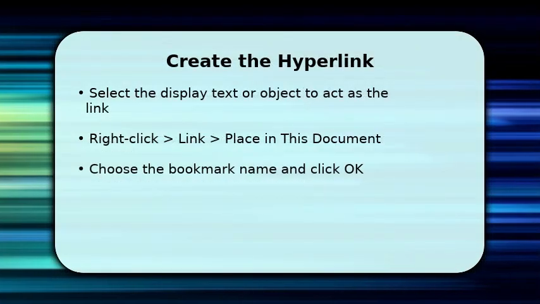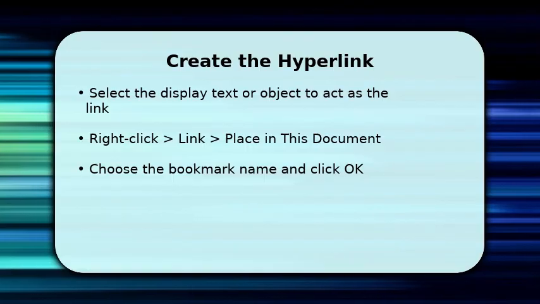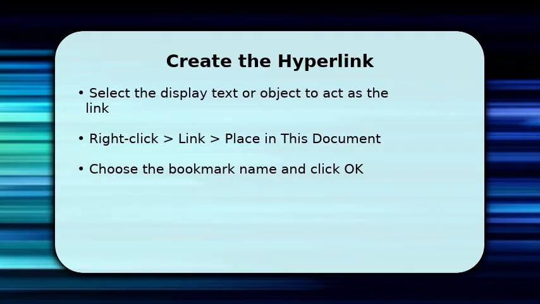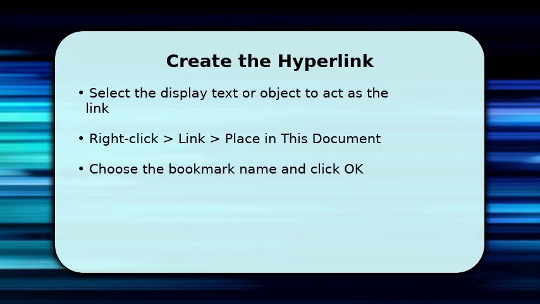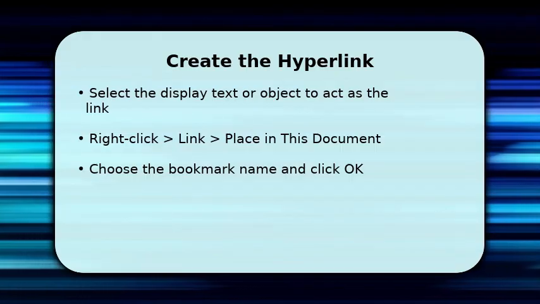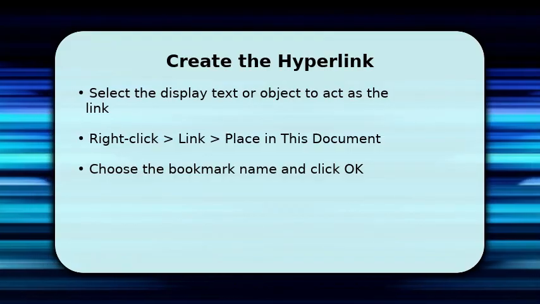You now turn that anchor into a working link. Select the text or object that will be clickable because that display element carries the navigation. Right-click and choose Link or Hyperlink, then pick Place in this document from the side panel. This lets you target internal bookmarks. From the list, select the bookmark name you added earlier, then click OK to finalize. This creates an internal hyperlink that jumps directly to the bookmarked location, improving navigation for readers and reviewers.